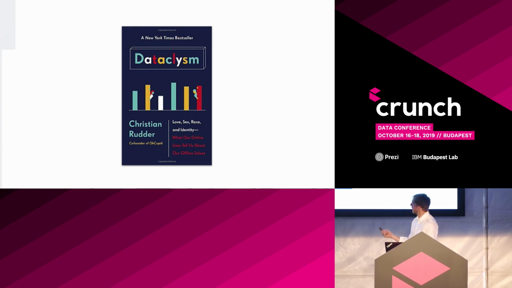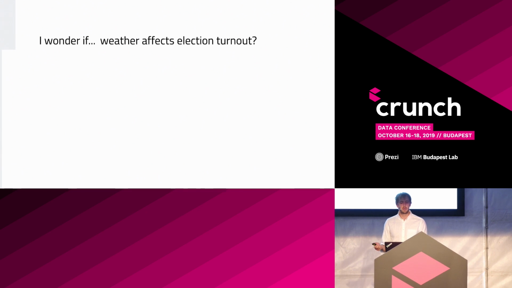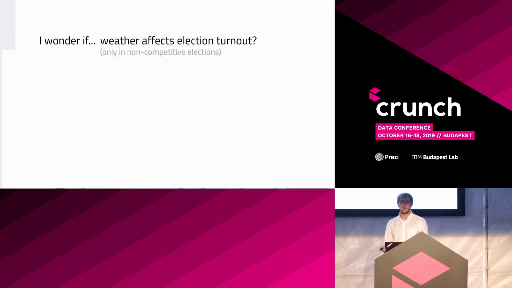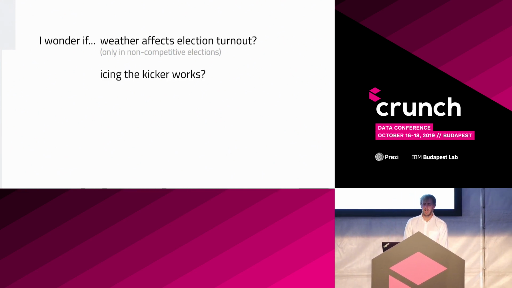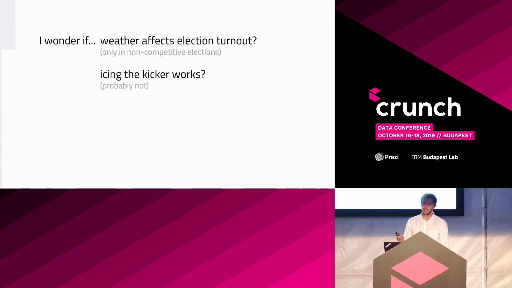And so some examples of that are things like, I wonder if weather affects election turnout. If it rains, do fewer people show up and vote? The answer is it does, but only in non-competitive elections. So people actually do turn out if it's a competitive election, but if it's not, they won't show up. Does icing the kicker in American football work? The answer is probably not, but people actually debate this.